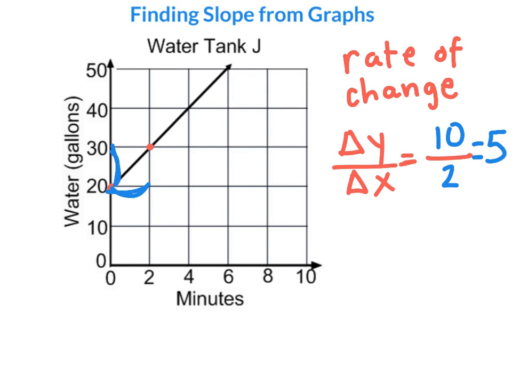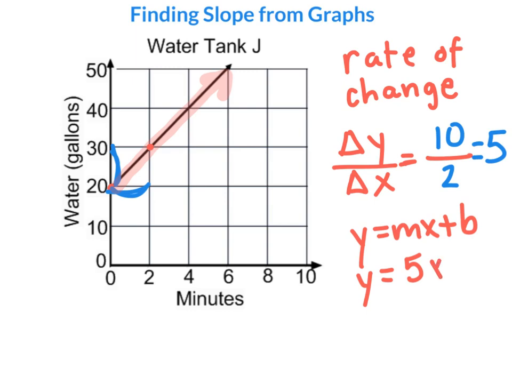So now I want to put that into the equation of y equals mx plus b. I'm going to start with y. My slope is 5, and again, it's a positive 5. Notice my graph is increasing here as it moves from left to right. It's increasing, so it's a positive. And so y equals 5x plus the y-intercept of 20.